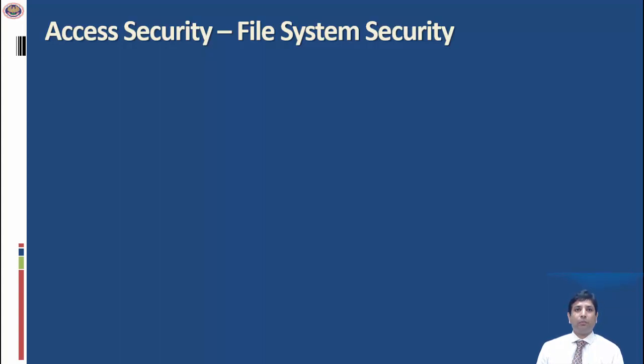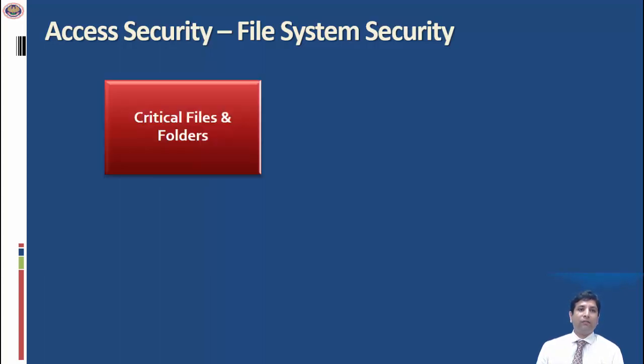Ultimately, all the data, the programs, and everything else which is related to IT and the application reside on the operating system as files and folders. These could include critical files and critical folders. Now, what are critical files or folders? These could have application programs, data files which hold the data, backups, configuration, and user security files.